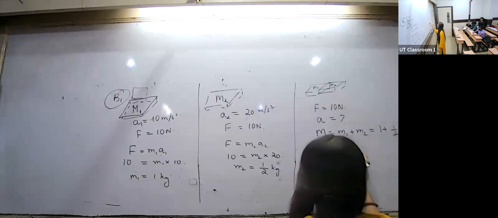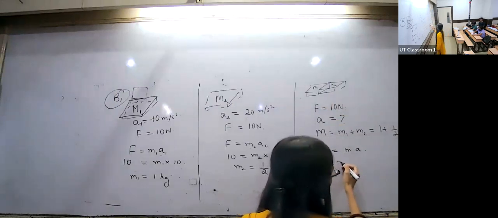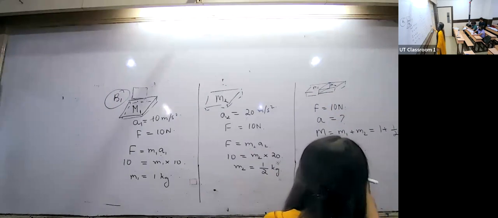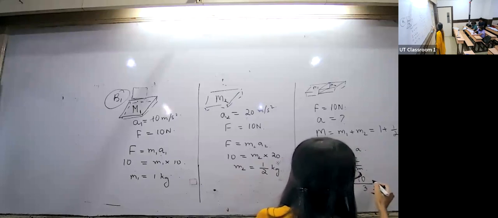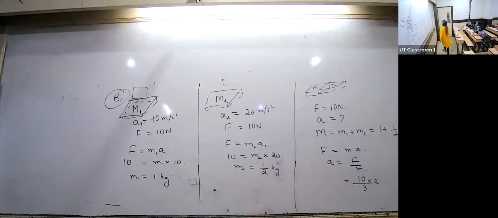Force is equal to mass into acceleration. So acceleration is given by force upon m. Force is 10 and mass is 3 by 2. So it is 20 by 3 meter per second square. You can also divide it if you want. Please check if your answer and my answer match.